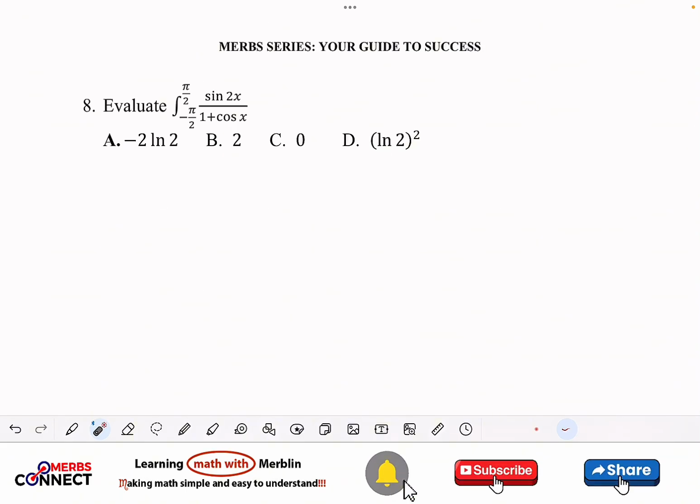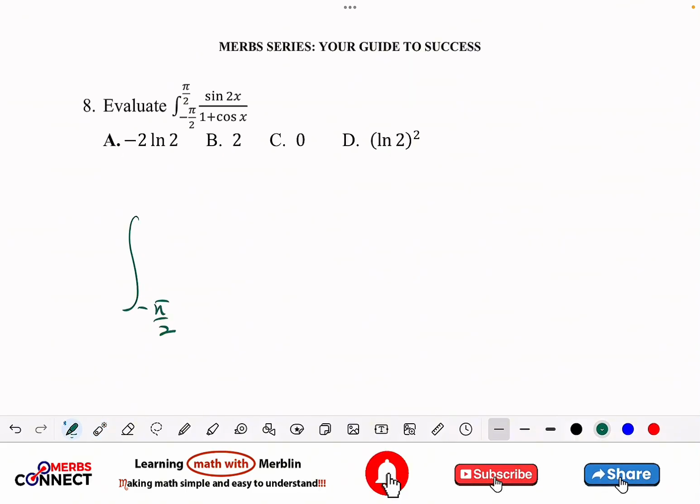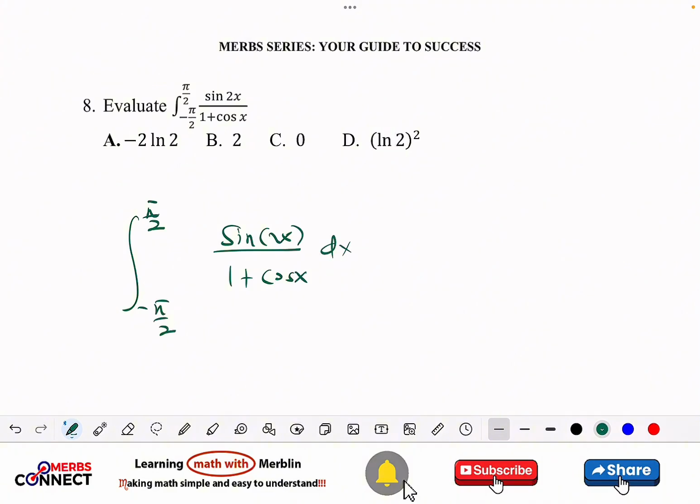Now let's look at this question here. There's no need for me to solve it because I know that the answer is going to be 0. Why? Because I have the integration from minus pi on 2 to pi on 2 of sine 2x divided by 1 plus cos x dx. Now, sine is an odd function, and since it is an odd function, the numerator becomes 0, and 0 divided by this will be 0. So this will be equal to 0.